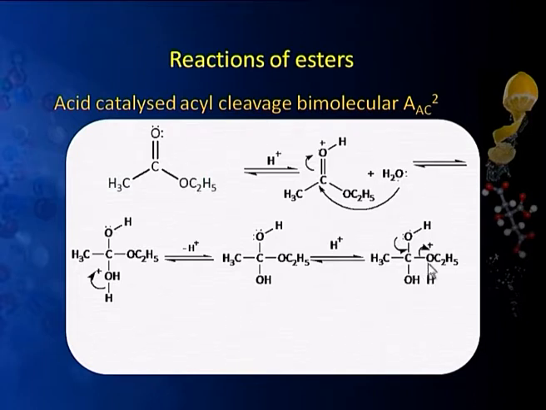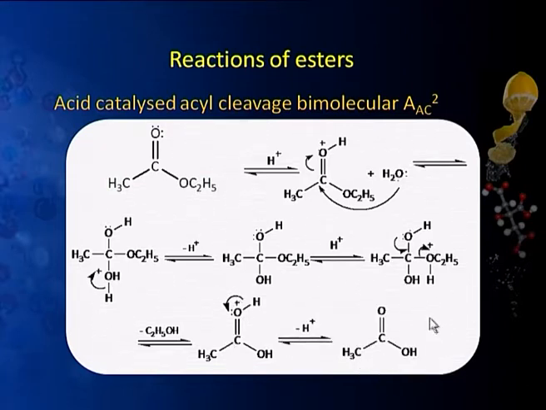this may lose the molecule of ethanol because it is a very weak base. The pair of electrons shifts from here and then it shifts there. We get this situation. It is again an sp2 hybridized carbon being formed here. This loses one H plus and we get the molecule of acid. So, one ester has been cleaved into acid and alcohol.